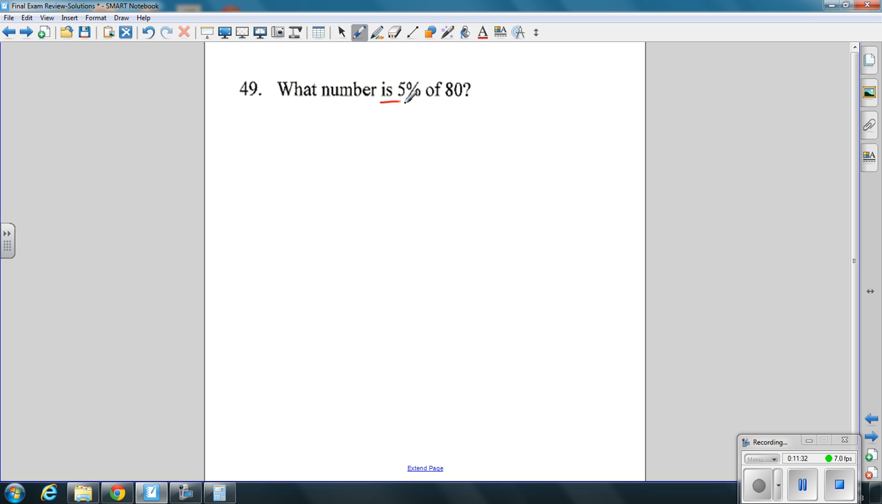What number is 5% of 80? Remember, we have the percent proportion: is over of equals your percent over 100. And we also have our percent equation: A equals P times W. A equals part, P is your percent, times whole. Make sure in the equation you convert the percent to a decimal.